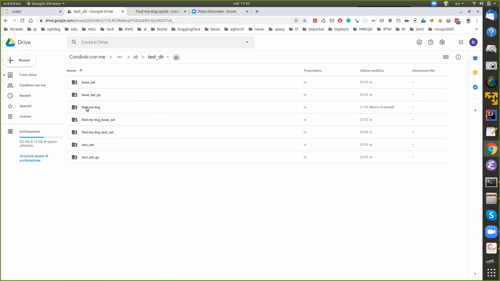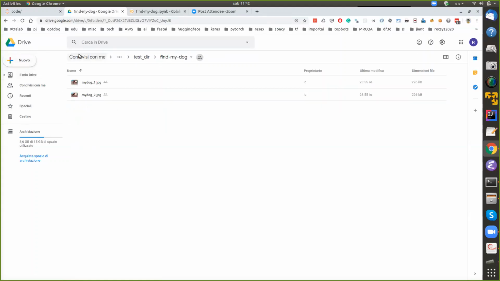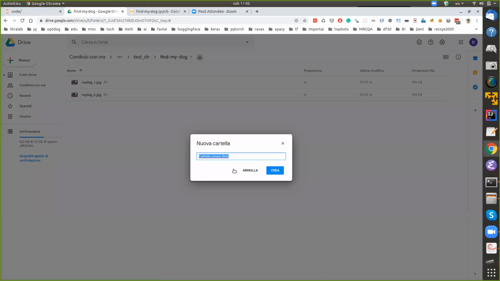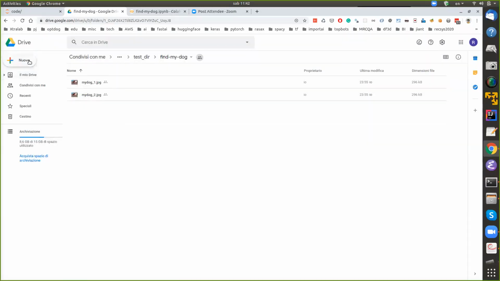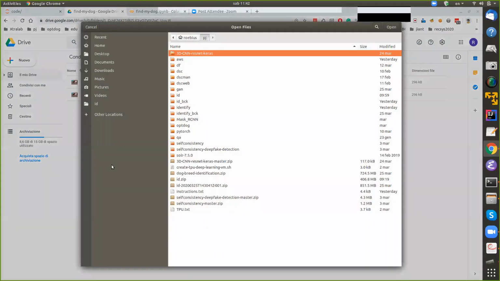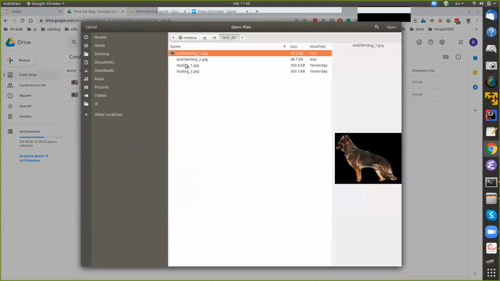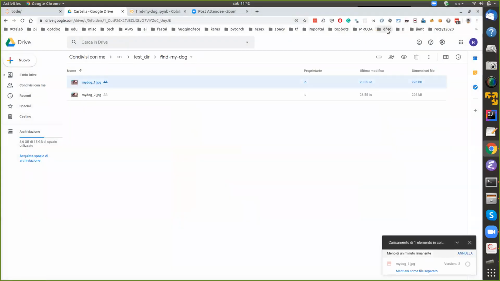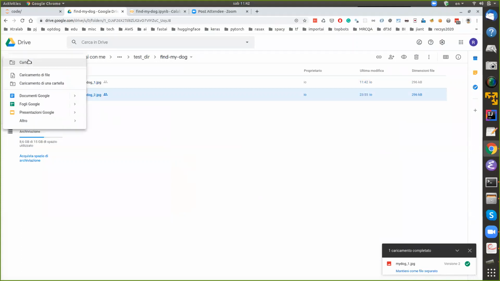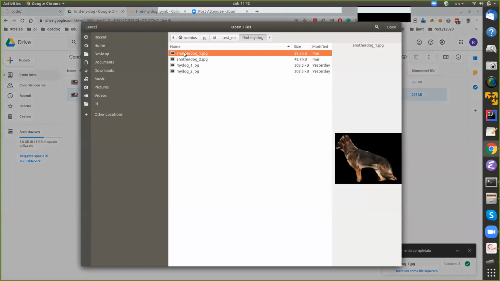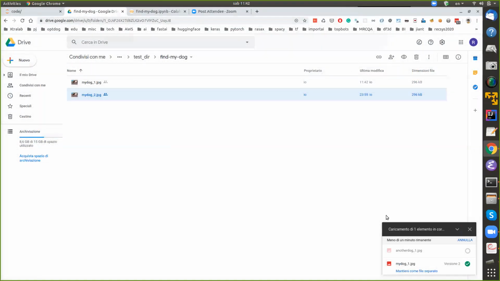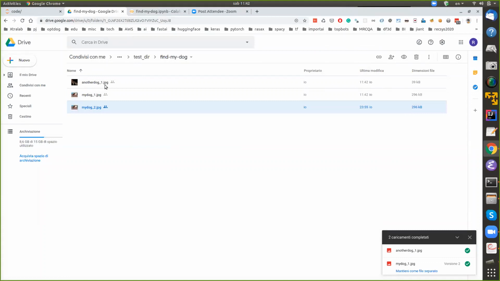So I go to the Find My Dog folder and I upload a file. I go to ID, test here, Find My Dog. I think I deleted this one. So I upload it again. Oh, I already added one, sorry. So I have to upload another dog. Okay, this is the underscore one, which will be used as a test image.